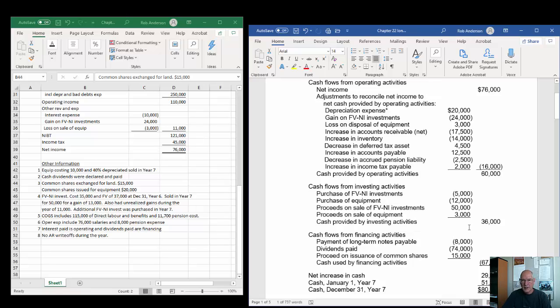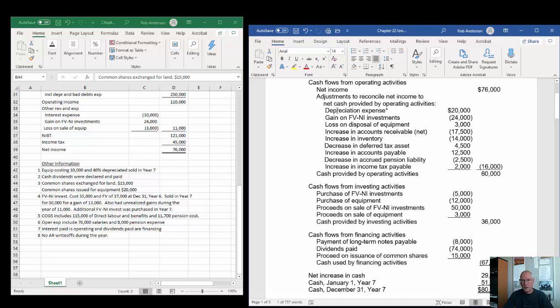Now, it's nice to know both methods. As you may be aware, IFRS prefers the direct method, and most companies don't use it. They like the indirect method. It's pretty traditional. They're easier to figure out. So we're still going to do the direct method.